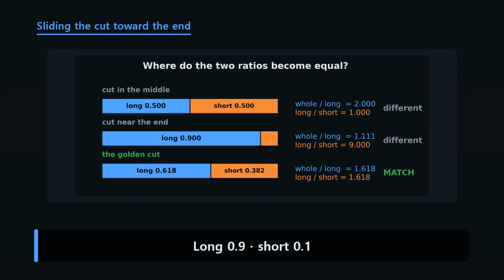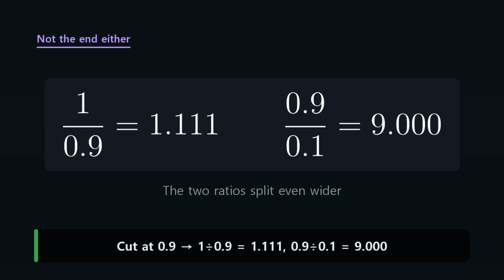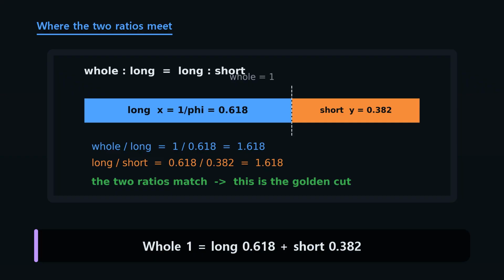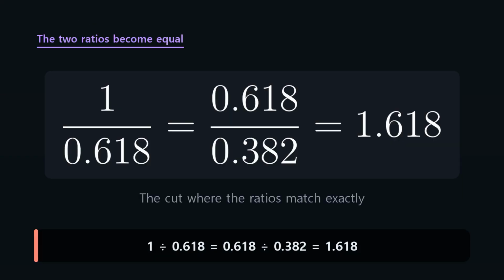Now the opposite. Let us slide the cut near the end, stretching the long piece out to 0.9. This time we get 1.111 and 9. The gap is far wider than before. The middle is too small, the end is too large. Somewhere in between, the two ratios meet exactly. Right here. The spot where the long piece is 0.618, and the short piece is 0.382. Divide the whole by the long piece, or the long piece by the short piece, and both give 1.618.